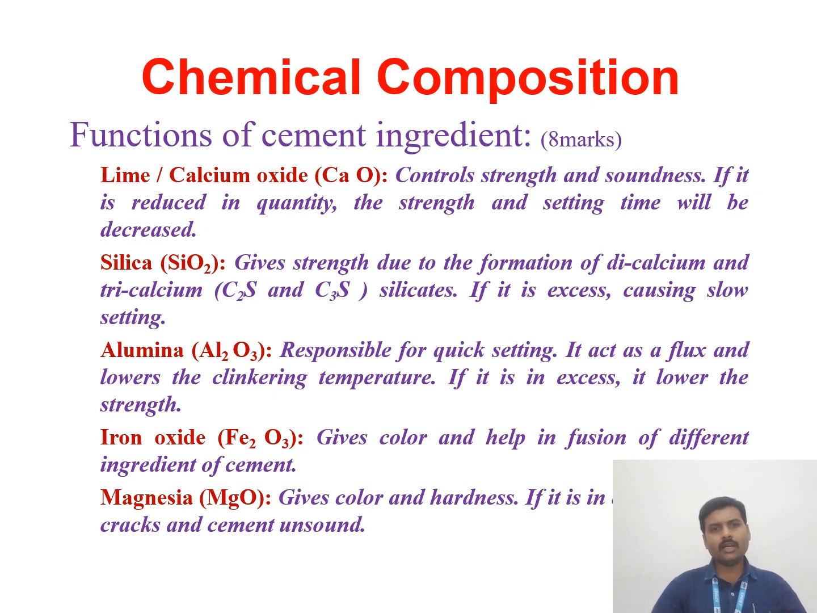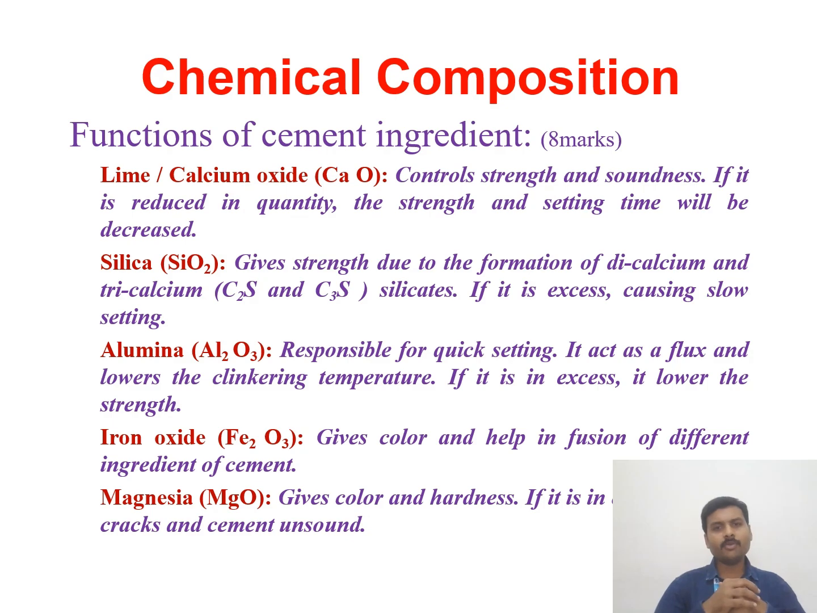Lime, or calcium oxide, is mainly responsible for controlling the strength and giving great soundness. If it is reduced in quantity, the strength and setting time will decrease. So we need to check the content of lime and calcium oxide so that the strength and setting time will not be affected. SiO2: the main function of SiO2 is to give strength due to the formation of dicalcium and tricalcium silicate. If it is in excess, it causes slow setting.